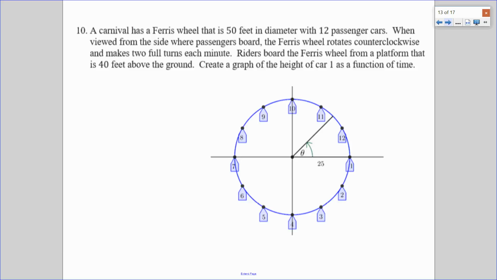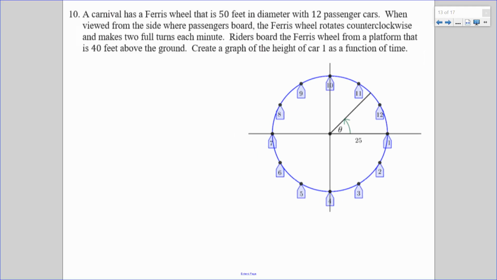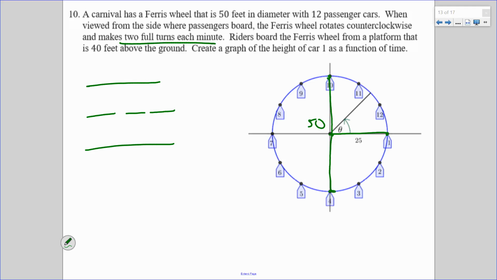Your favorite, the Ferris wheel. A carnival has a Ferris wheel that is 50 feet in diameter with 12 passenger cars. All right, so I got 50 feet diameter. So from here to here, it's got to be 50. I'm going to start making my little picture over here. And as you can see, you can put into the picture, if the diameter is 50, the radius is 25. When viewed from the side where passengers board, the Ferris wheel rotates counterclockwise and makes 2 full turns each minute. Well, if it makes 2 full turns each minute, that means the period, 1 full turn, must be 30 seconds.